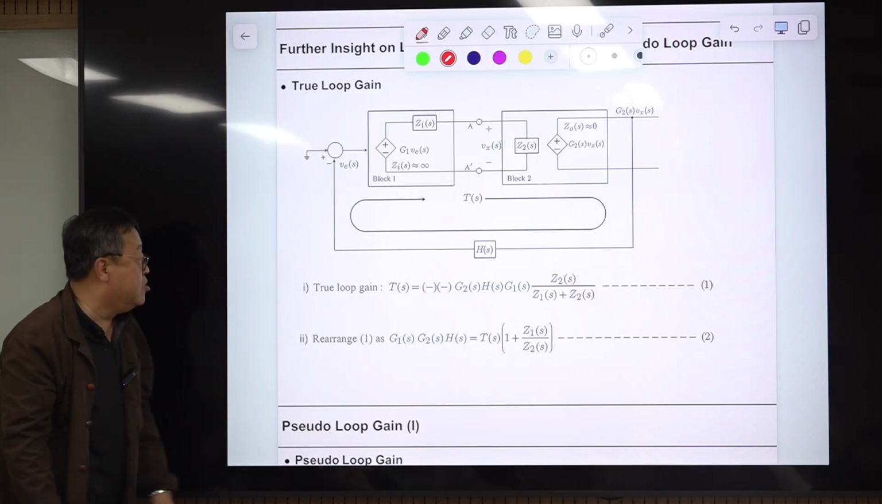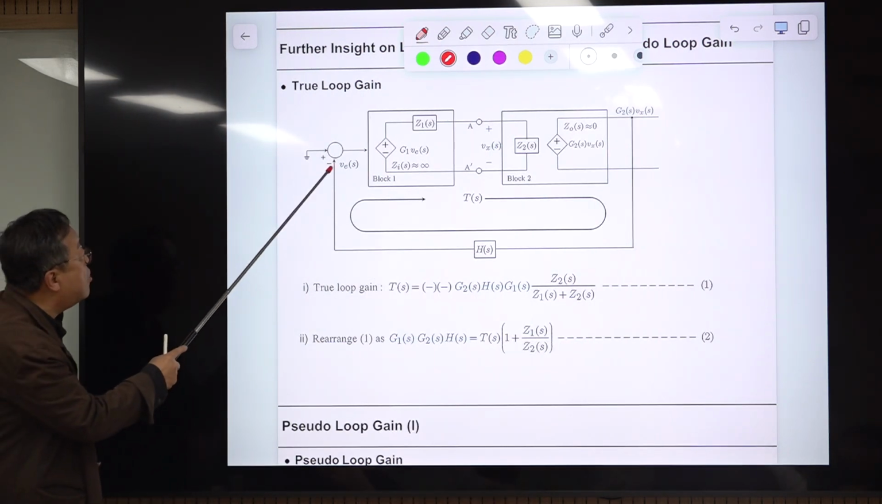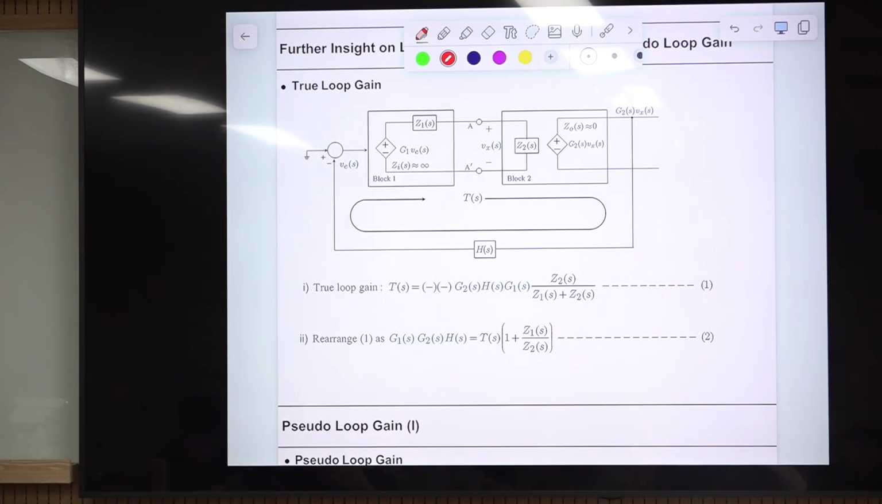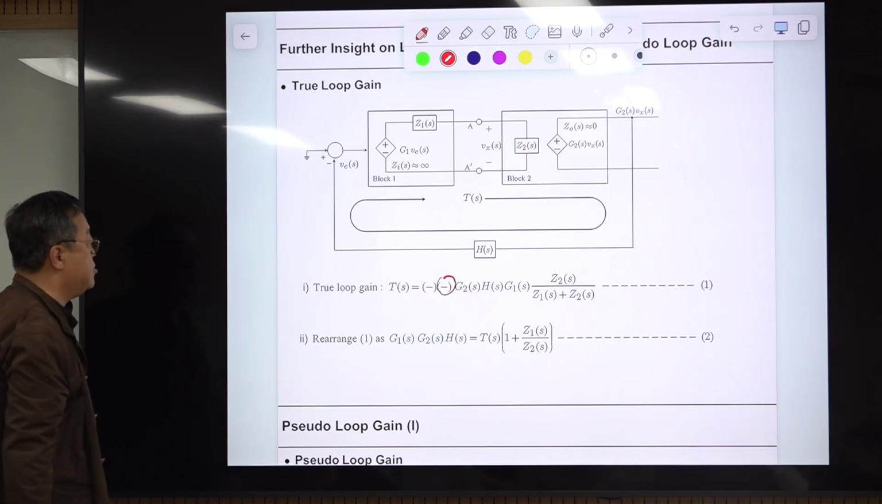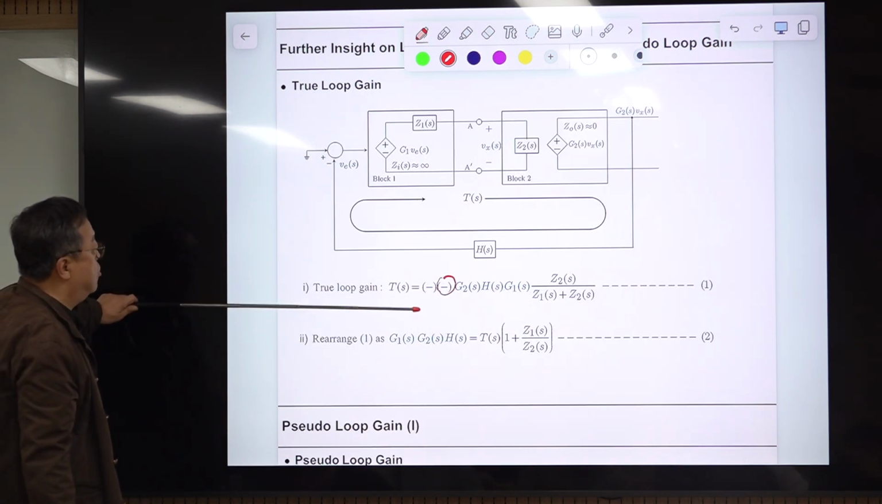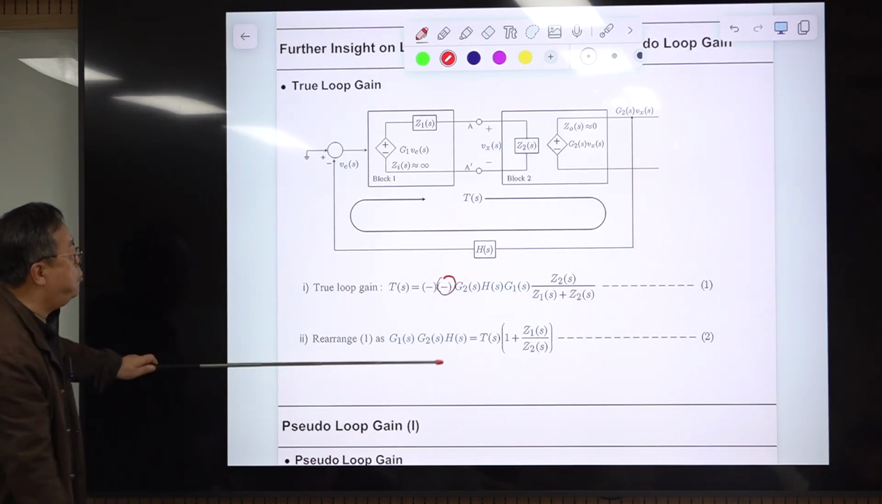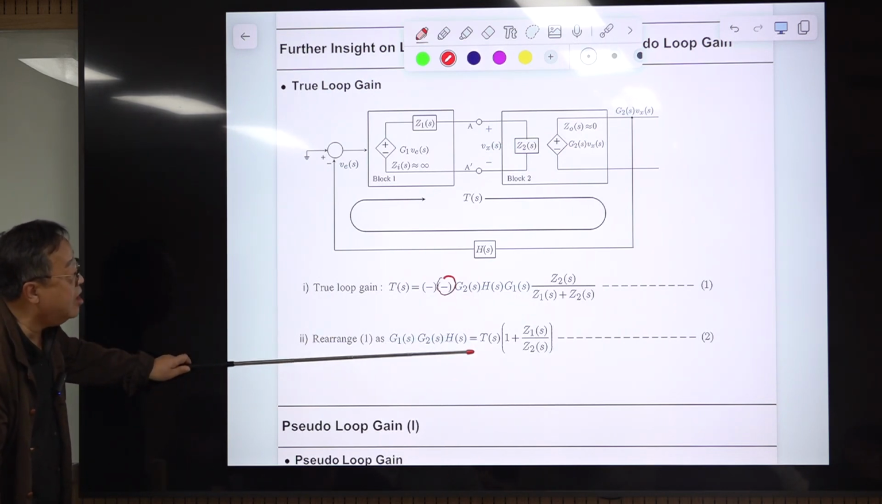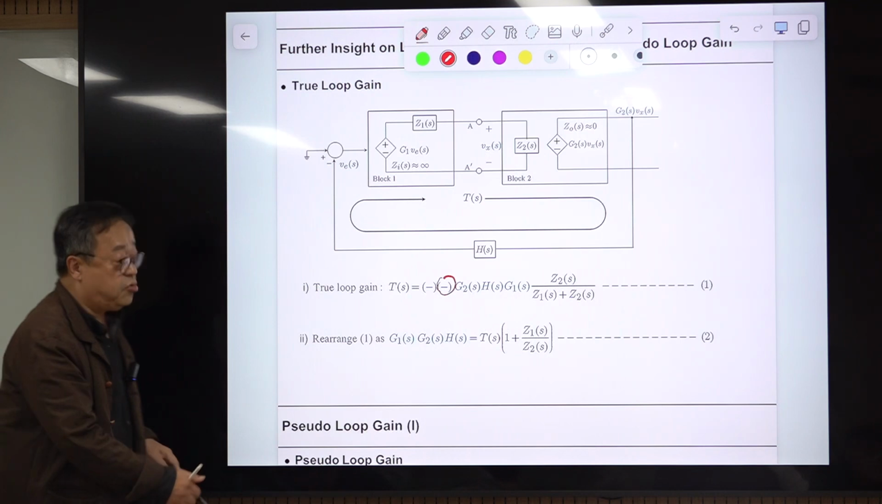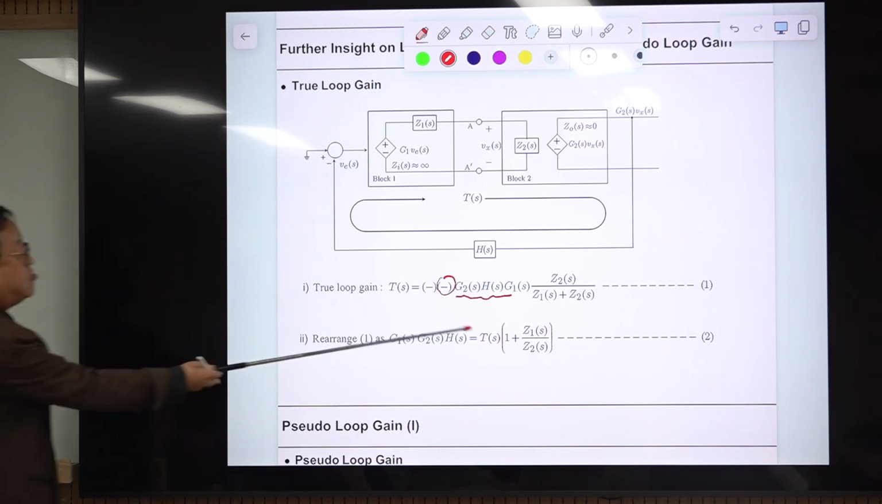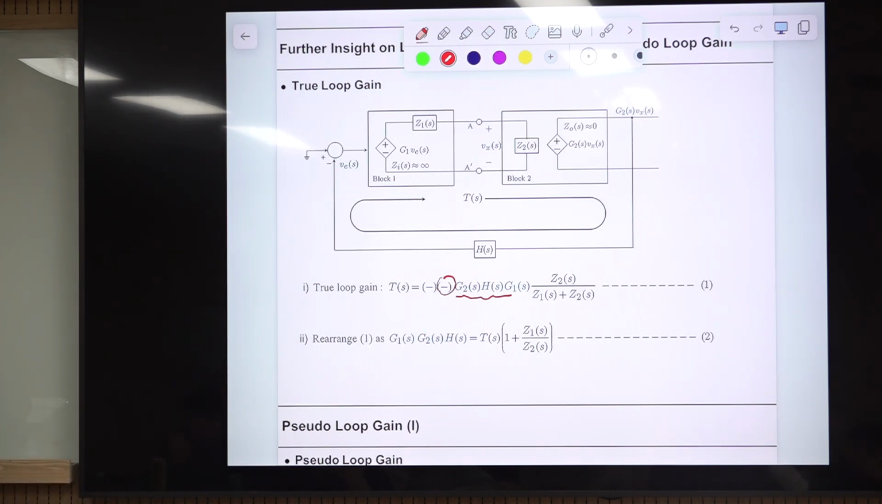This is the equation, and you have a minus sign here. Considering this loop gain, we put an additional minus sign because we want to make this one positive. So we intentionally put a minus here, so this becomes positive. This is the equation for the true loop gain, okay? This is one equation, but if you put this equation in this way, it is much more useful. So you take this out, and you send this thing to this side. It's the same equation.